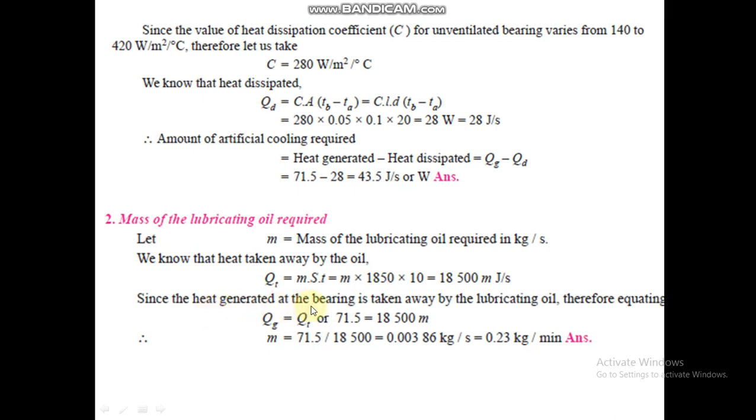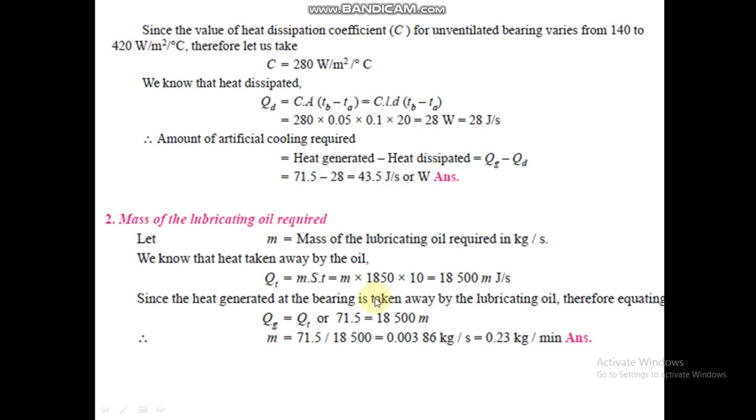Since the heat generated at the bearing is taken away by the lubricating oil, therefore equating heat generated to the heat taken away by the oil. So it is 71.5. So equate it with 18500 m and you will get the mass of the oil, and the answer will be 0.23 kg per minute.